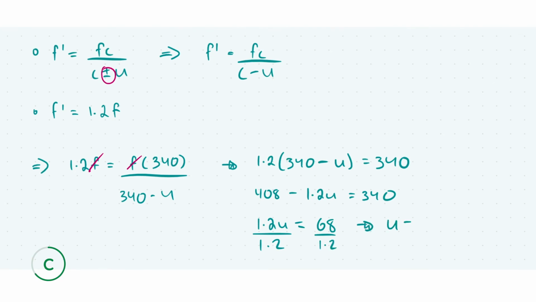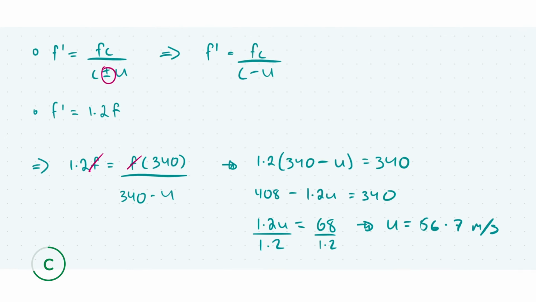In this case, u is going to equal 56.7 meters per second if we round up, making sure obviously to include your SI unit for velocity, because we're asked about the speed of the source, so in this case it's a velocity.